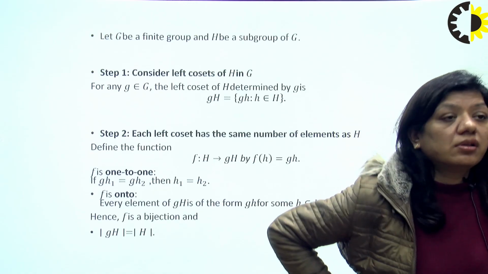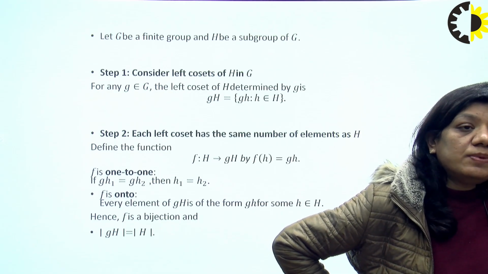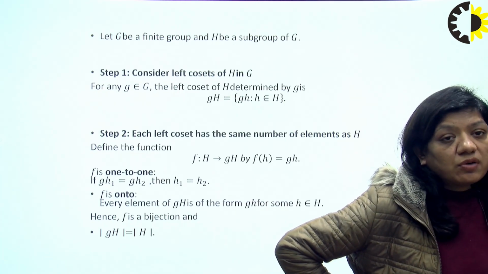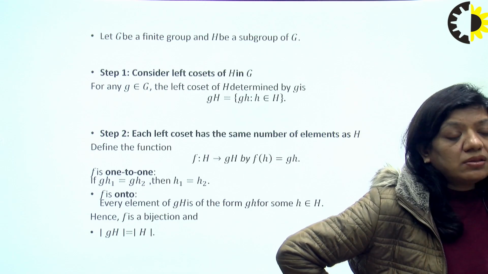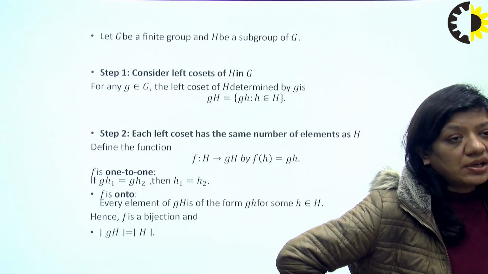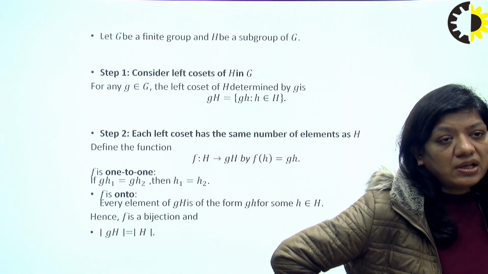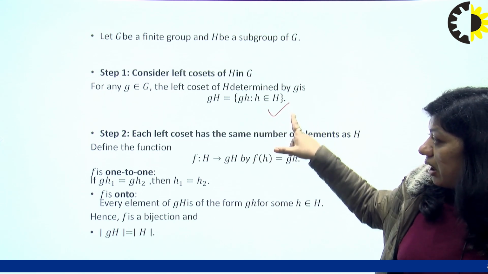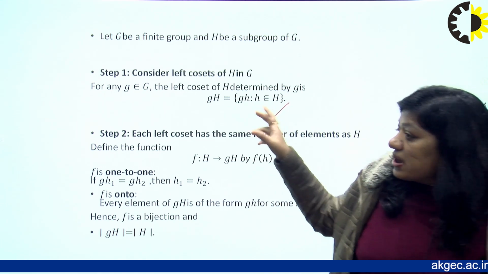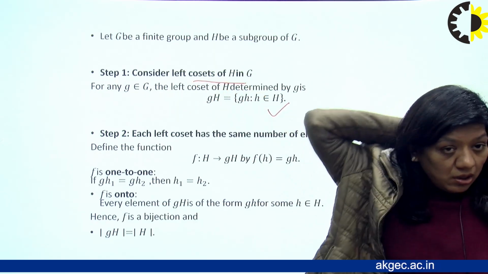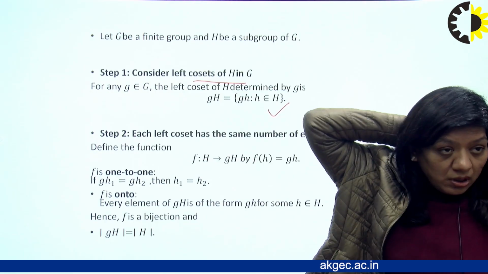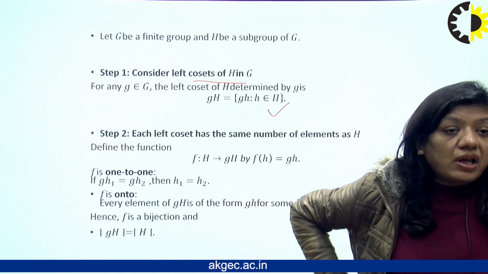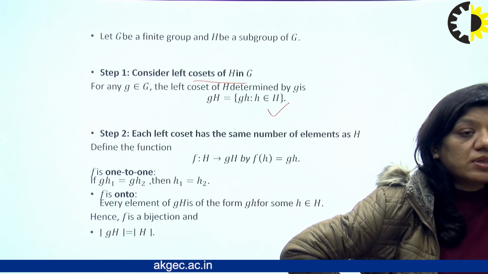Now understand this. Let G be a finite group and H be a subgroup of G. First, we have to consider the left cosets of H in G. This means for any g belonging to the set G, the left coset of H determined by g is gH, equal to gh for all h belonging to the set H. That is the first step. Next is step 2: each left coset has the same number of elements as H.